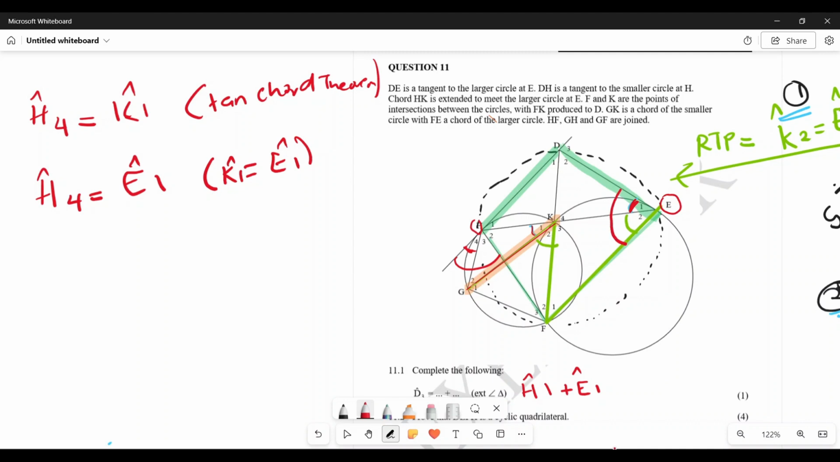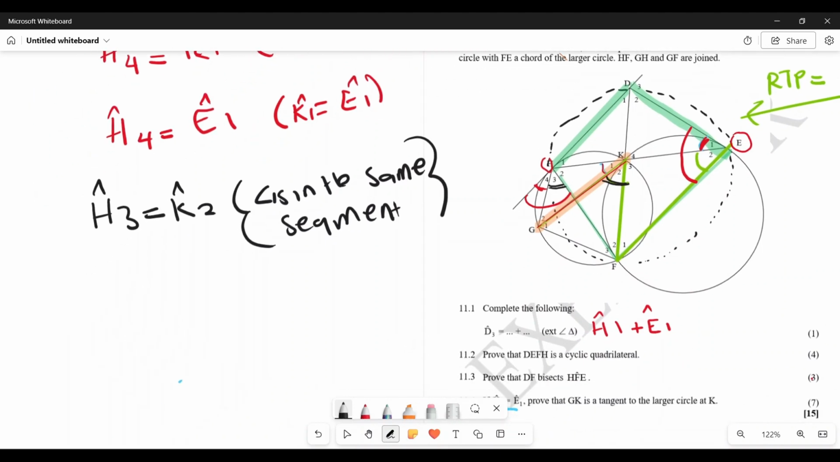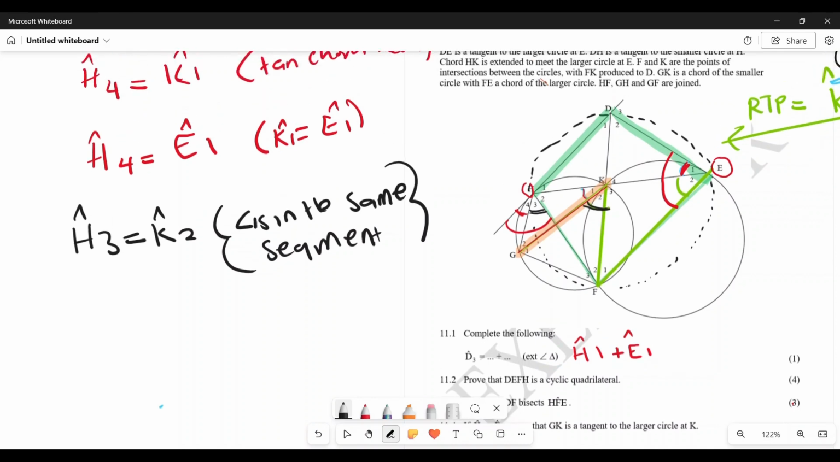Now, if I could prove that this H3 is equal to K2, therefore H3 is going to be equal to E2. I want you to note something, right? Now I want to see how I can interlink this. This H3 is in the same segment with K2, right? Can you see the butterfly that is being formed? So I know that my H3 is going to be equal to my angle K2. Why is that? These are angles in the same segment. So as a result, H3 is equal to K2, right? Now, right here, I said H4 is equal to E1, because it was given. Now, H3 is equal to K2.